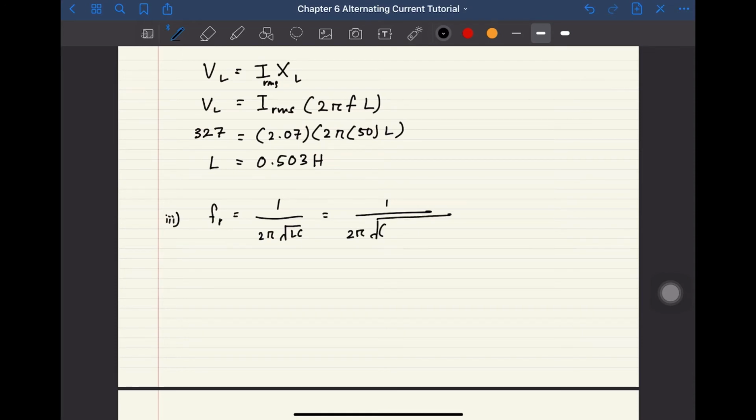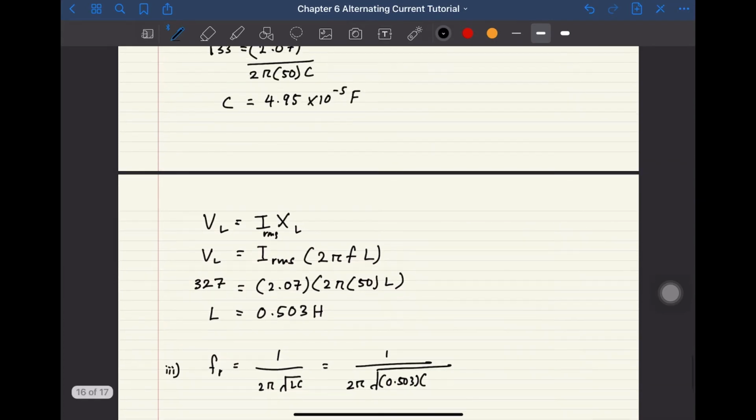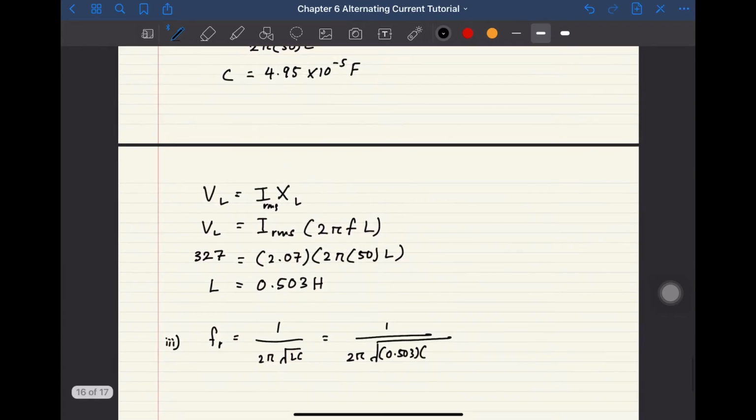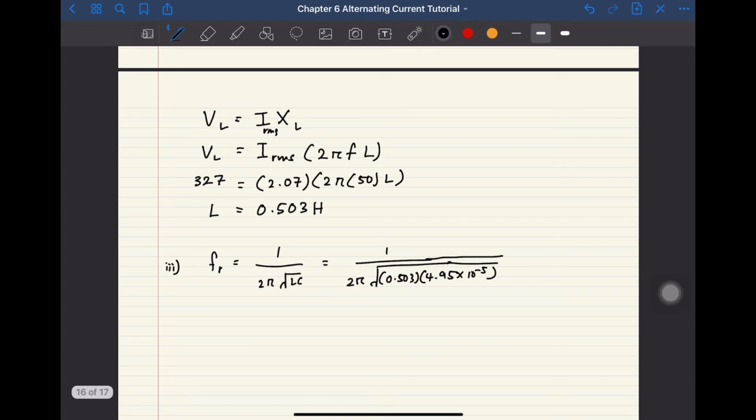So L is 0.503, C is 4.95, so that one you will get Fr equals 31.90. The unit would be Hertz.